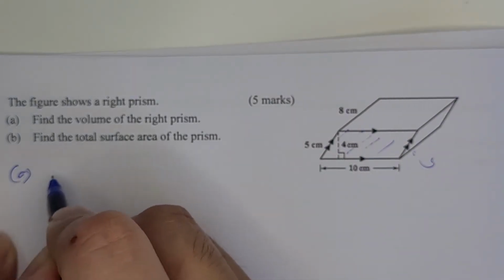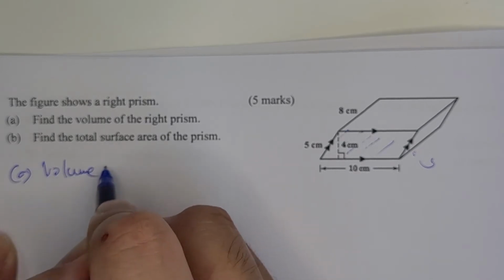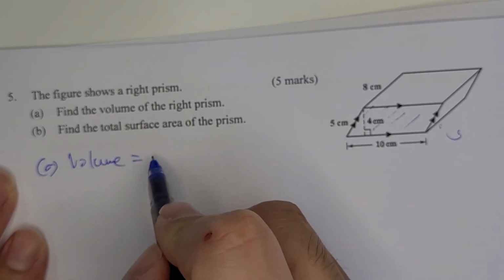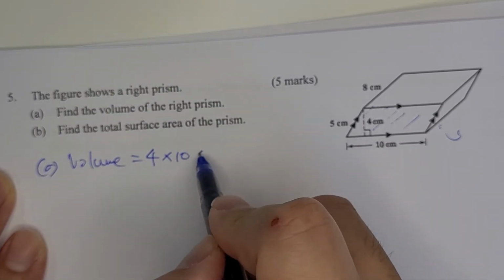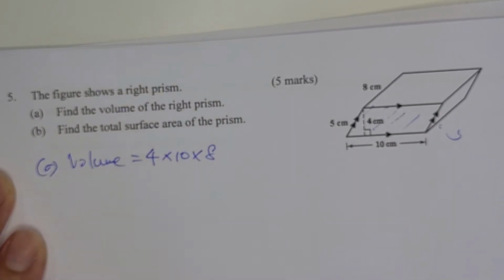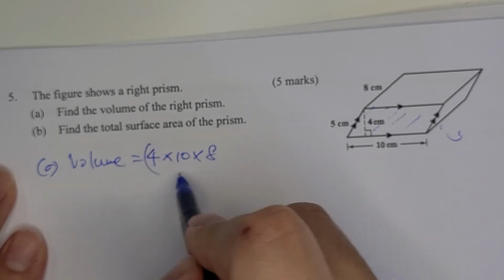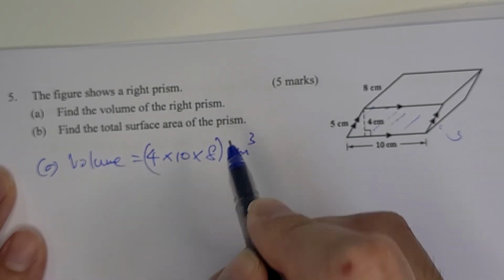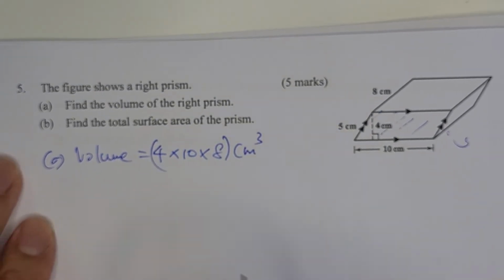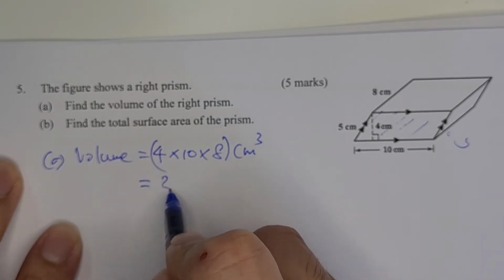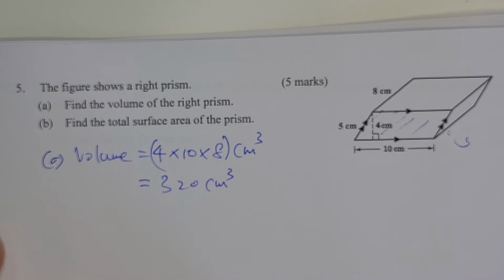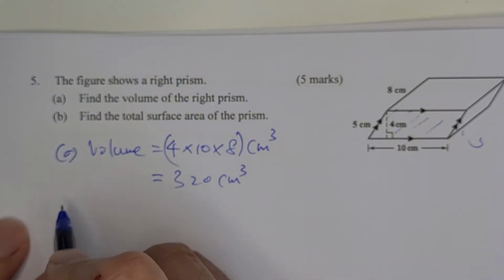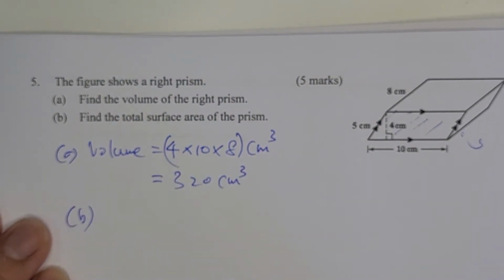Therefore, the volume will be 4 times 10 times 8, in cm cube. So the final answer is 320 cm cube. Now go to part B, find the total surface area.